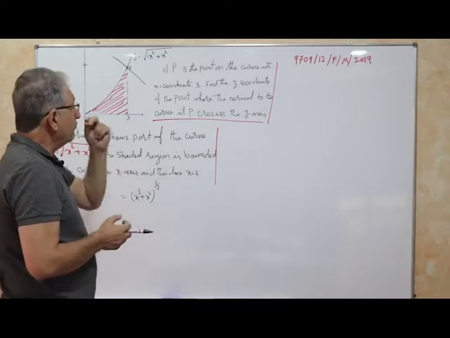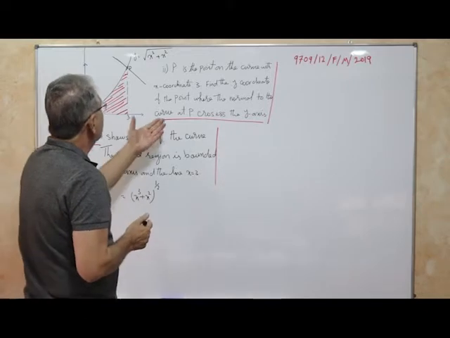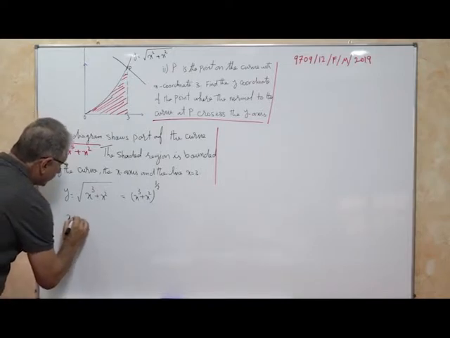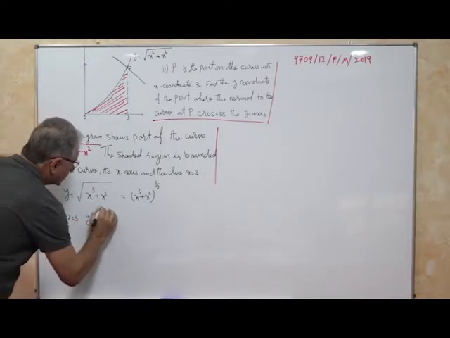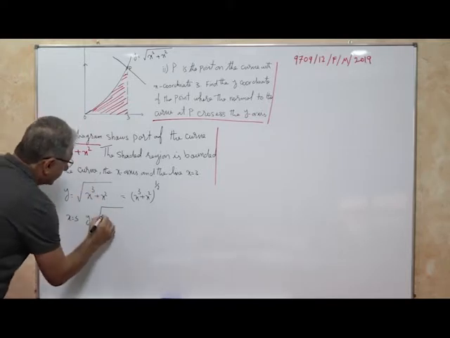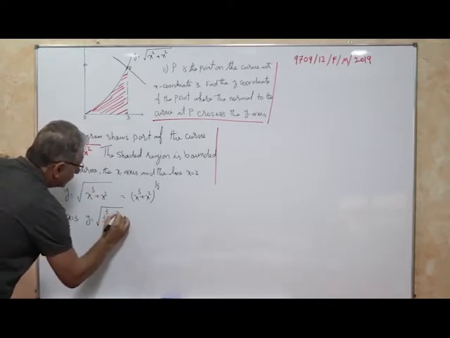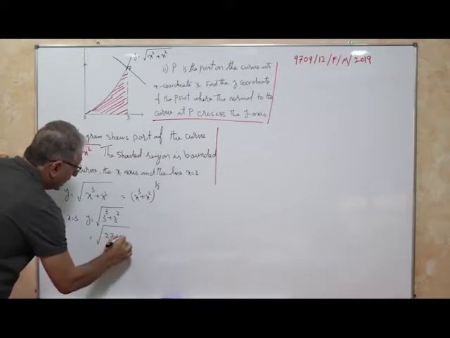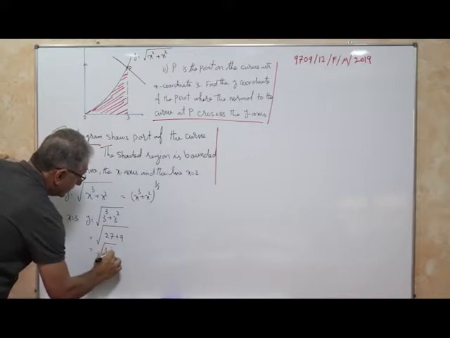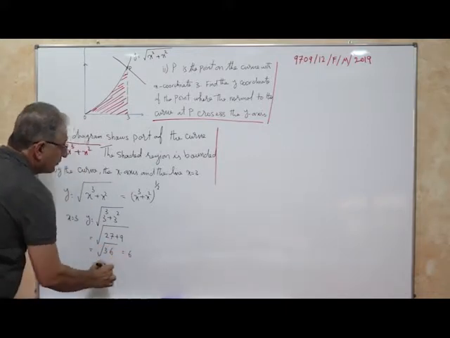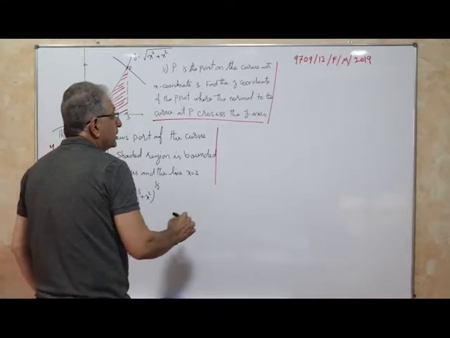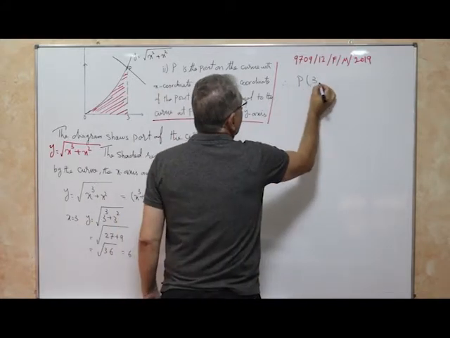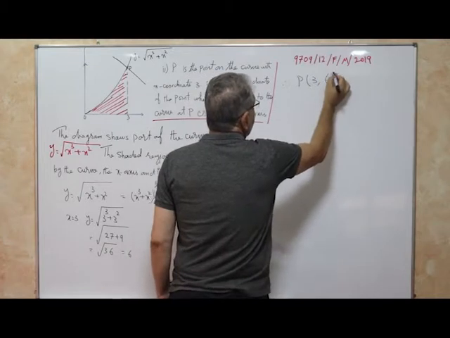Okay. Now, to find the equation of the normal, I need x, y, and also the gradient of the line. First of all, to get the value of y, I know the value of x, so I can substitute to get y. Therefore, x is equal to 3, so y is the square root of 3 to the power of 3 plus 3 to the power of 2, which is 27 plus 9, which is the square root of 36, which is 6. Therefore, at the point P, x is 3 and y is 6.